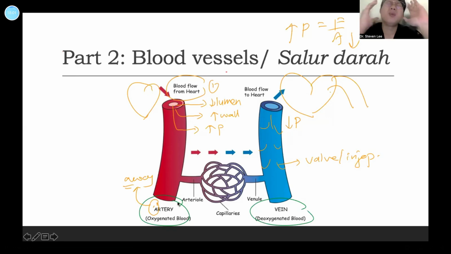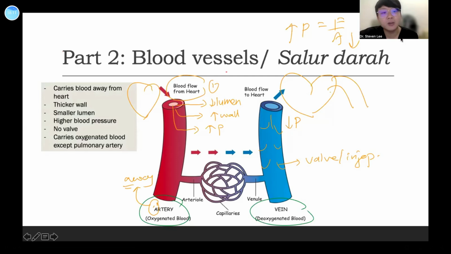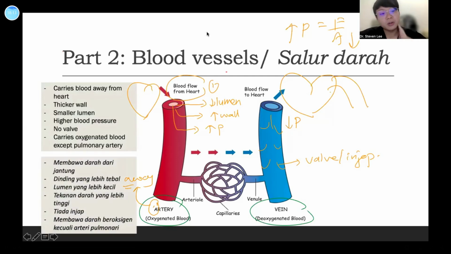So that's it. If you want to make the difference clear in your head, you need to visualize this first. The most important thing in biology is visualization. So this picture tells you everything. I just give you my points so that you can see it, but you don't have to be busy copying it down. It's one of the essay questions. So I told you the direction, the wall, the lumen, the pressure, the valve, and the content. Content is the last. I never put content at the beginning.